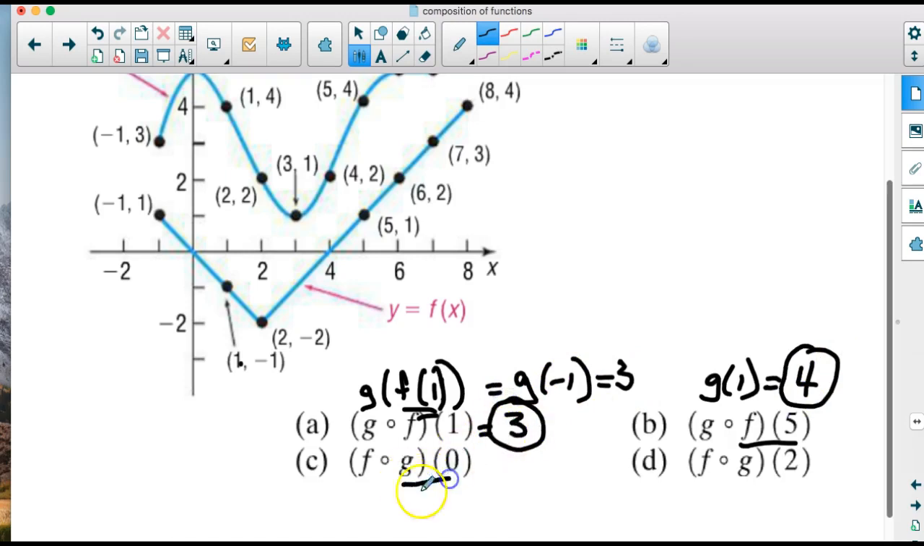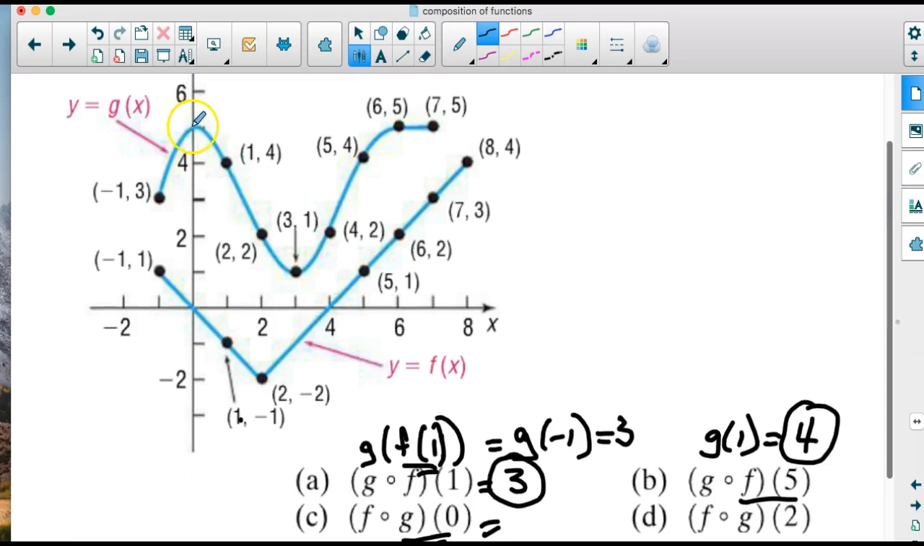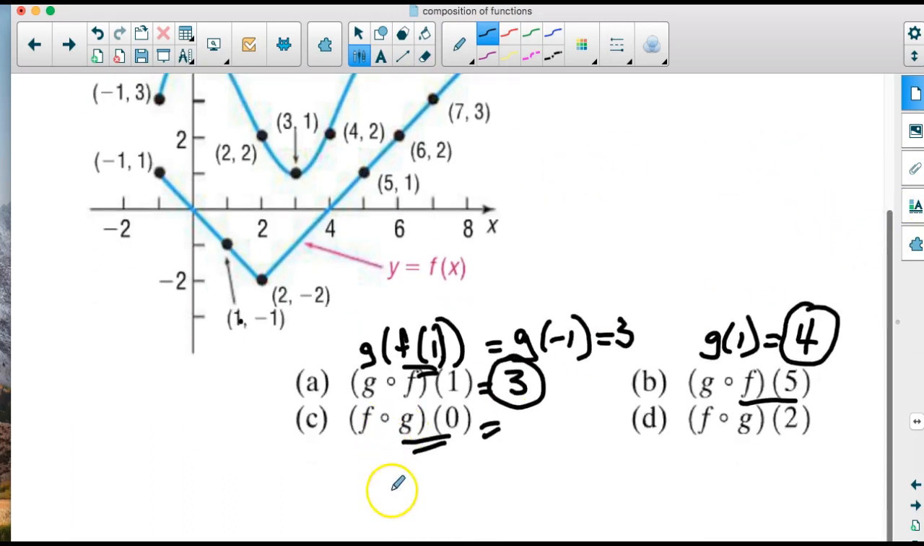Okay, inside here, we're going to do that one, g of 0. G of 0, scroll up. G of 0 is 5, even though it doesn't have a point there. So this is f of 5, after we evaluate that and get 5 out of that. And then f of 5 is 1.